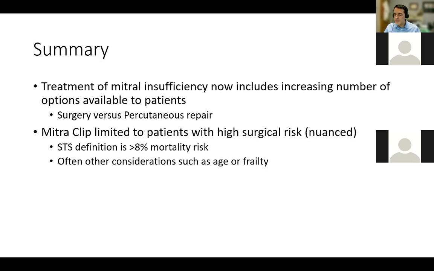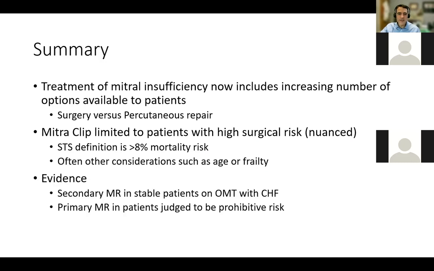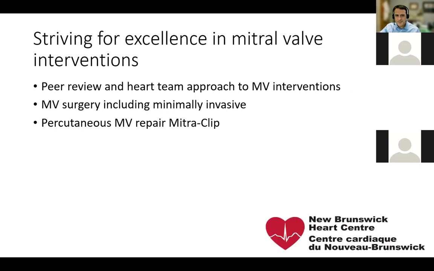Often there are other considerations such as age, frailty, or other aspects that one might consider in these patients. And the evidence is really supportive from a secondary MR point of view in stable patients on optimal medical therapy with heart failure. These patients likely benefit based on the COAPT trial. And in primary mitral insufficiency, these are patients that are judged to be of prohibitive risk based on the EVEREST trial and the registry data from after that.